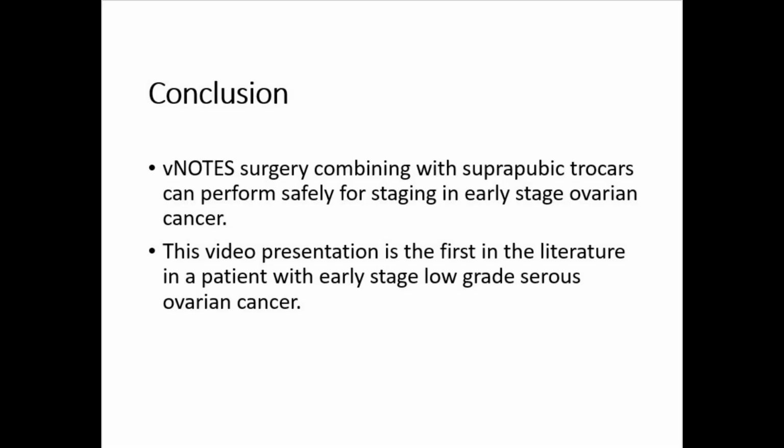In the final pathology, no metastasis was detected in the lymph nodes and omentum. vNOTES surgery combined with suprapubic trocars can be performed safely for staging in early-stage ovarian cancer. This video presentation is the first in the literature in a patient with early-stage low-grade serous ovarian cancer.